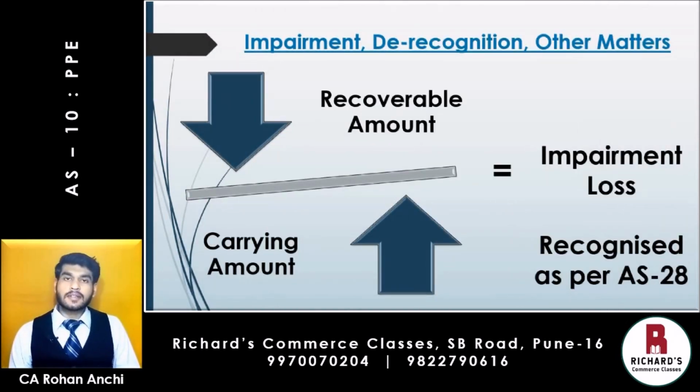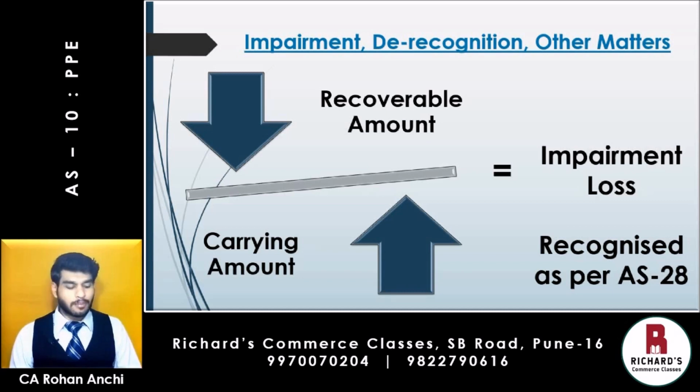Now the first thing to learn is impairment. To understand impairment, we need to learn two terms, that is carrying amount and recoverable amount. Carrying amount is the value for an asset which is recorded in the balance sheet, whereas the recoverable amount is that amount that can be got for the asset by selling it. Impairment will occur when carrying amount is greater than its recoverable amount.